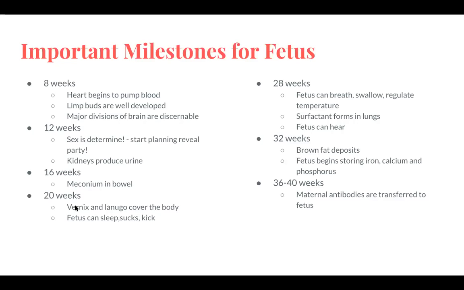At 28 weeks, the fetus can breathe, swallow, and regulate temperature. Surfactant forms in the lungs, which allows for that maturity, and then the fetus can hear. The rest I would just be aware of. Maternal antibodies provide immunity up to 6 months until the baby's immune system is sufficient. And reminder to give betamethasone if they don't have enough surfactant when they are born, if it looks like they're going to be born preterm.